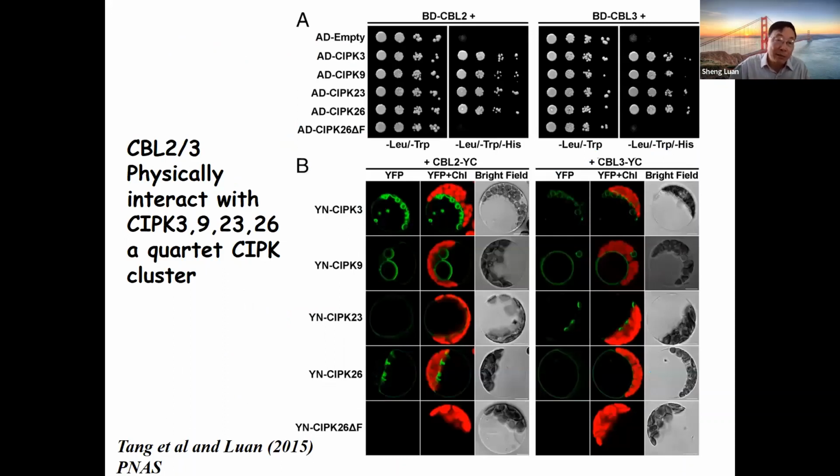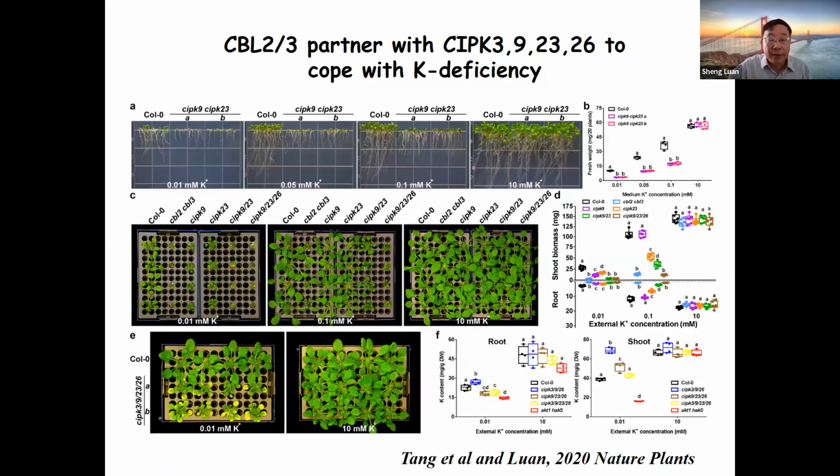Now, what is downstream of CBL2 and 3? As we know, CBLs go through CIPKs in order to function. So we then identified 4 CIPKs, 3, 9, 23, 26. We call them the quartet CIPKs, that physically interact with CBL2 and 3 at the vacuole. This is a BiFC assay showing that they interact and form a complex at the vacuole.